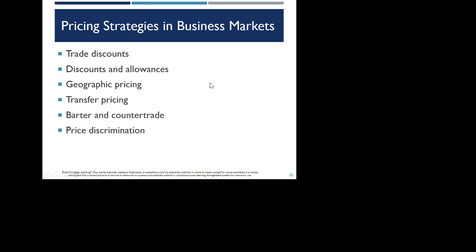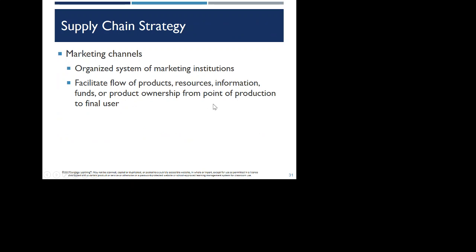Pricing in business markets, things get a little bit different. You can have trade discounts, a lot of other types of discounts. They may say if you pay your bill by the first of next month, we'll give you a 2% discount. You see that a lot. Geographic pricing is a big deal, transfer pricing, bartering, things like that. All right, I realize we're going quickly here, but there's a lot of stuff to hit, and I don't want this video to be so long that you're going to fall asleep.